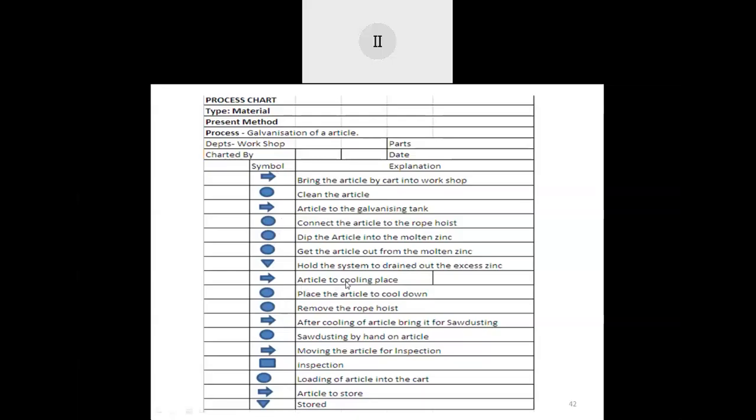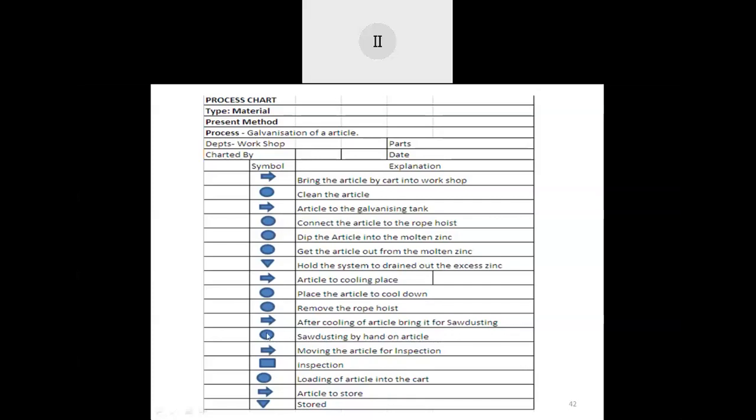After you take this article to the cooling place, there are two operations. Place the article to cool down, remove the rope hoist. So two operations are there. Then again another movement: after cooling of the article, bring it for sawdusting. Then the sawdusting process will be carried out.